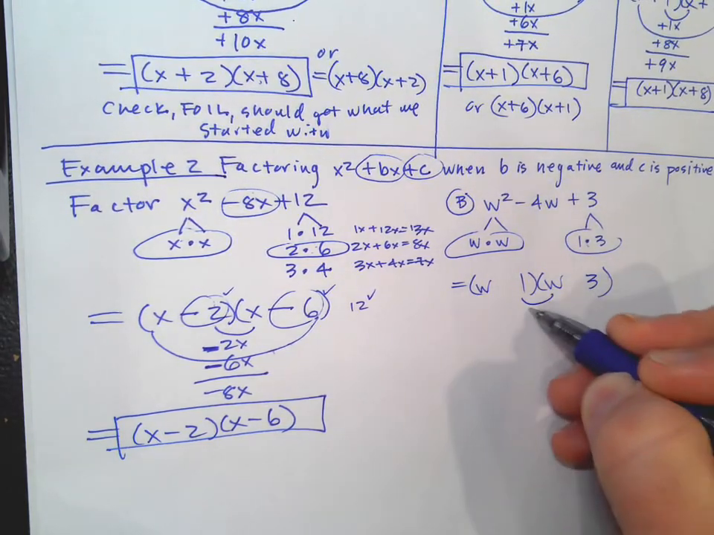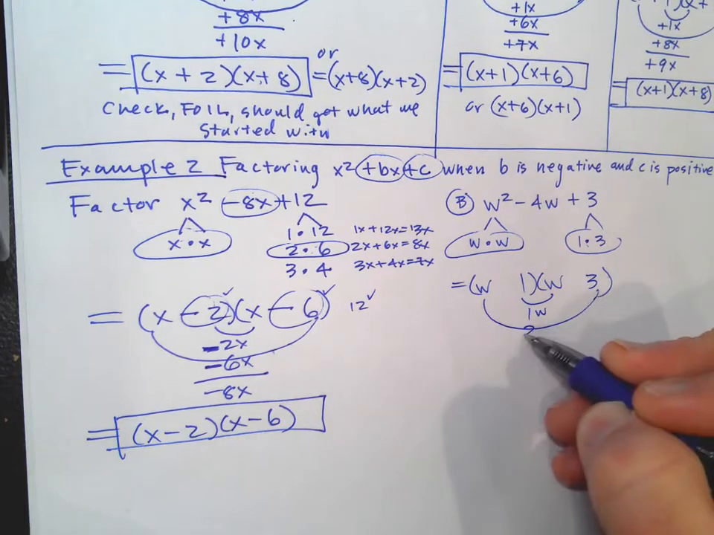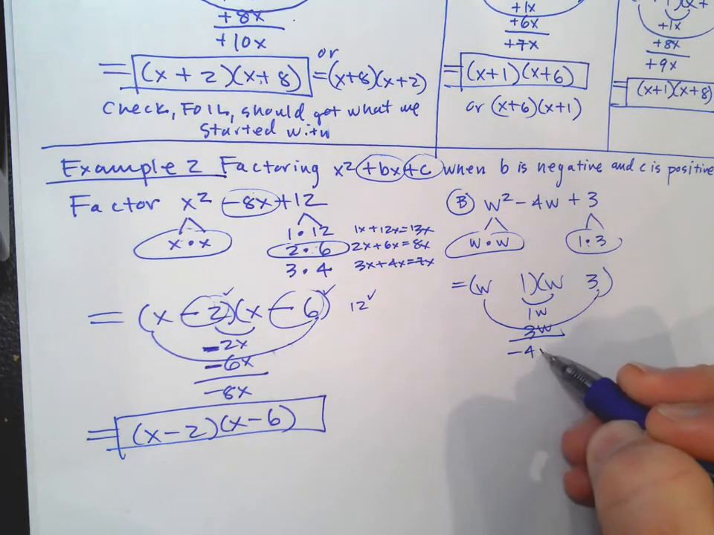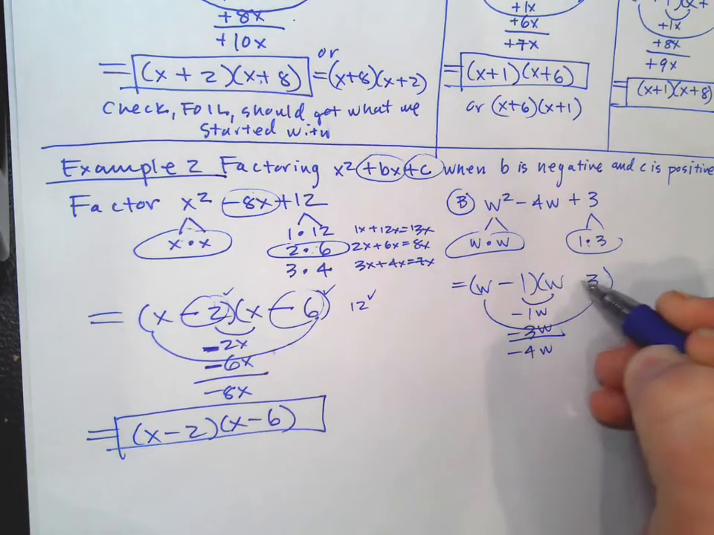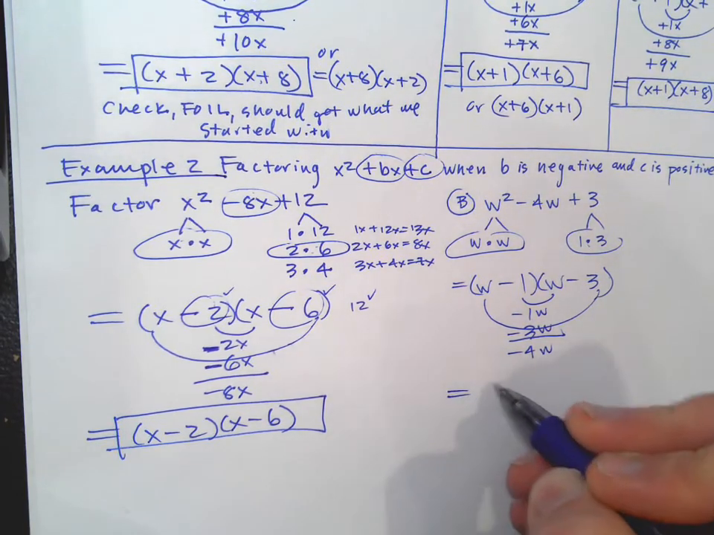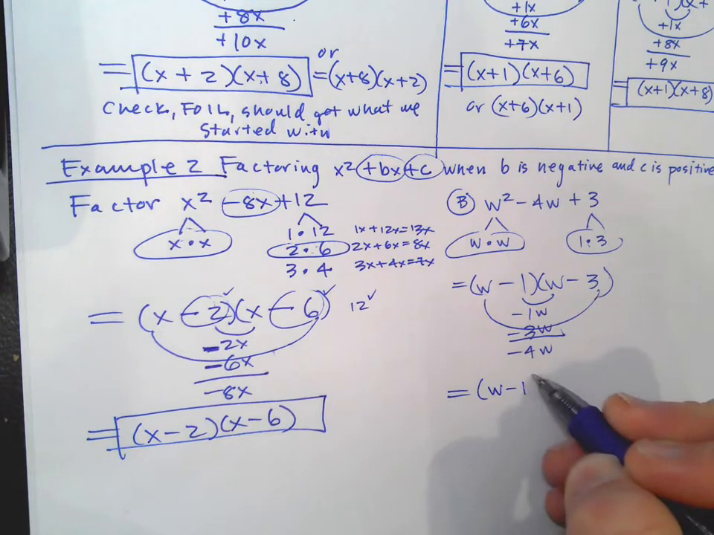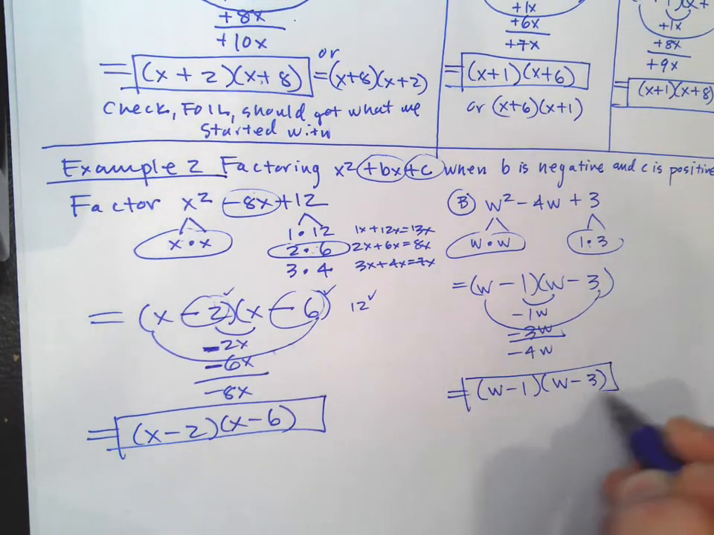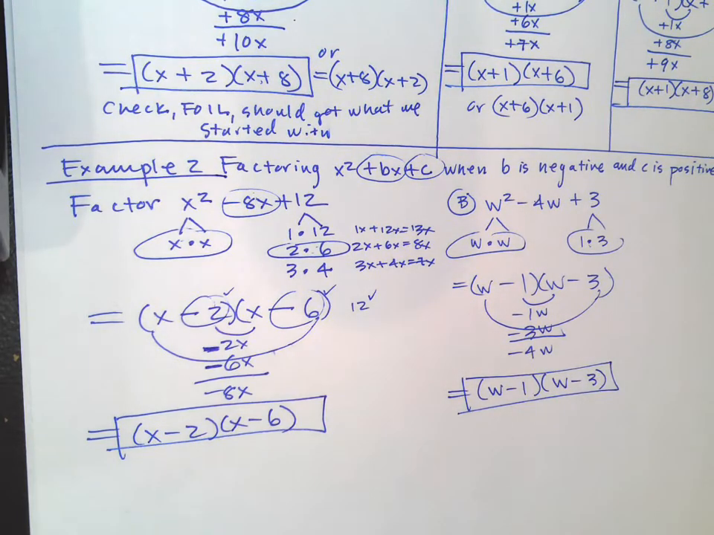This is going to be 1w, this is going to be 3w. It should give you negative 4w. So that means they both have to be negative, so we've got to put negatives here. So the final answer is w minus 1, w minus 3. Okay. All right. Let's look at another case.